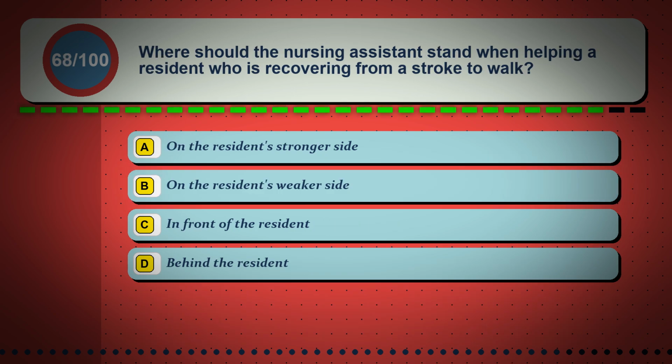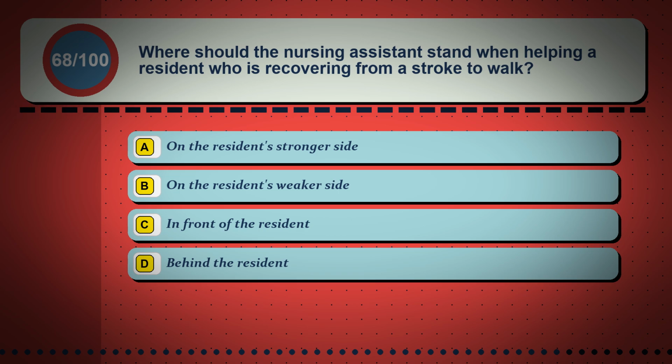Question 68. Where should the nursing assistant stand when helping a resident who is recovering from a stroke to walk? Option A. On the resident's stronger side. Option B. On the resident's weaker side. Option C. In front of the resident. Option D. Behind the resident.